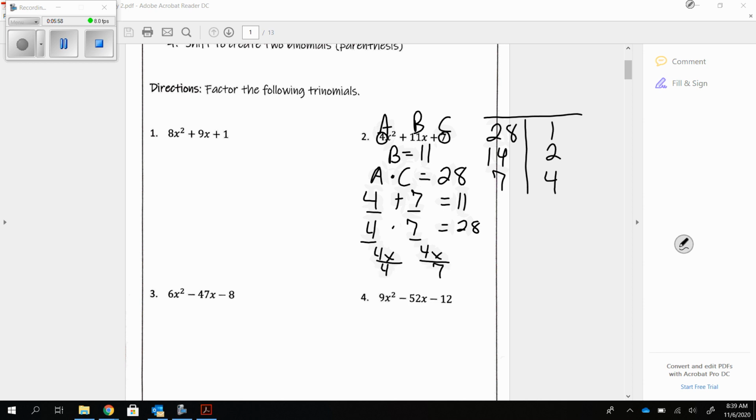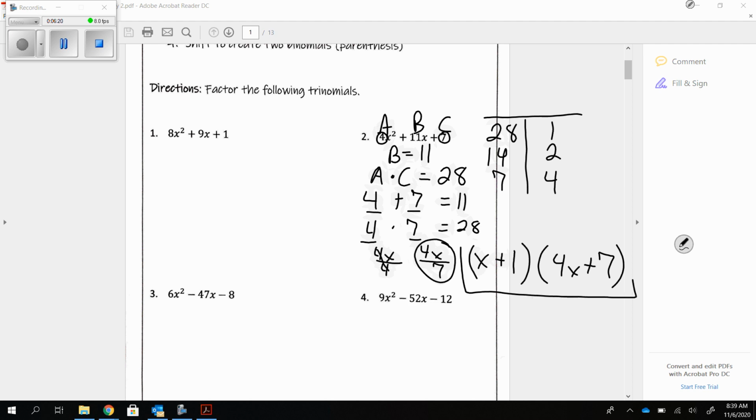And then from here we simplify. These two can be simplified out, which gives us x plus 1. All right, and then this one cannot be simplified out, so we know the second one is 4x plus 7. And we're done. Again, you can check your work at the end just to make sure by distributing everything. But we know this is our answer. And that's it. All right, so complete the worksheet on your own. Let me know if you have any questions. Rewatch the video if you need to, but it's not that bad.